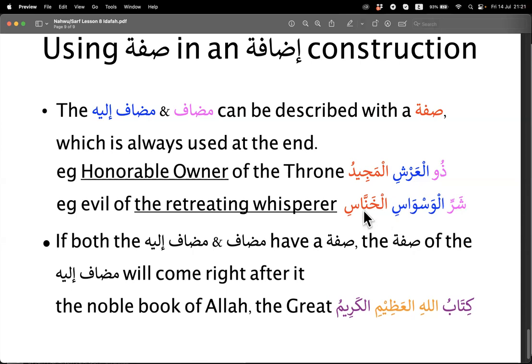Then we have the word al-khannasi, which is also jar. And it can be the sifa of this, and it can also be the sifa of this, because this one is also proper, because it's a mudaf to something proper. But we know from the context, Shari means evil, al-waswasi, the whisperer, al-khannas, retreating. So we know from context that this is the sifah of waswasi, not shari. So, evil of the retreating whisperer, meaning the shaitan: he whispers and then he runs away. Understand?